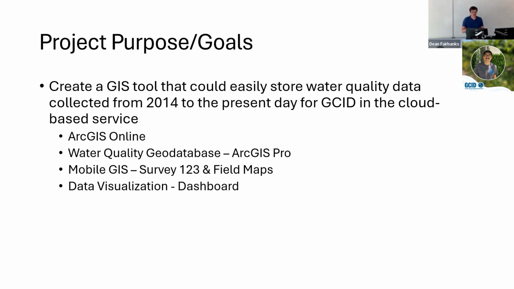And that was all in Excel sheets, and that had to be processed in order to upload it to ArcGIS Pro. And then creating a mobile GIS service, using Survey123 and ArcGIS Field Maps in order to collect data in the field and only having to collect it once. Right now, the current process, you collect it on paper, you go into the office, you then upload it into Excel and Access, and then you scan that document and it just kind of sits there until someone needs it. And then lastly, data visualization using ArcGIS Dashboards.